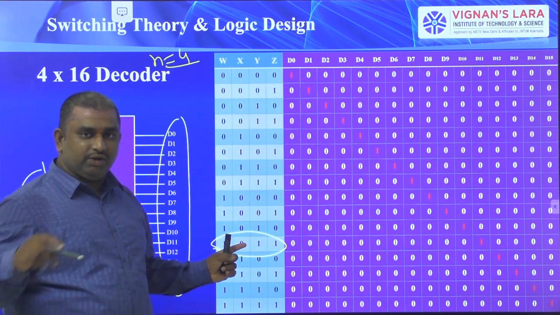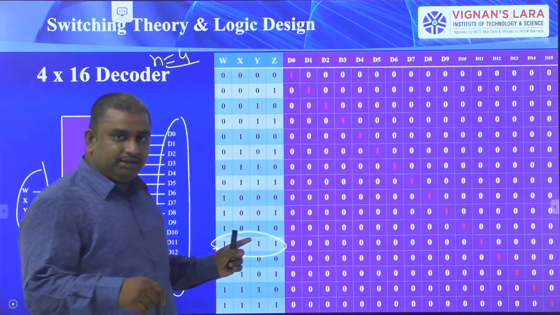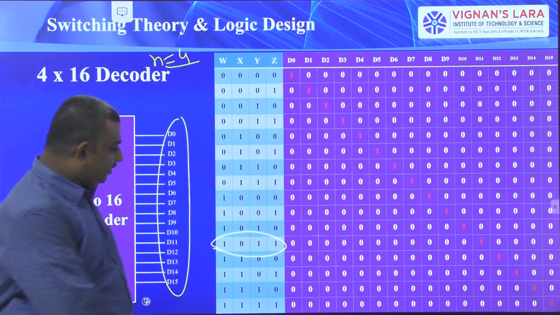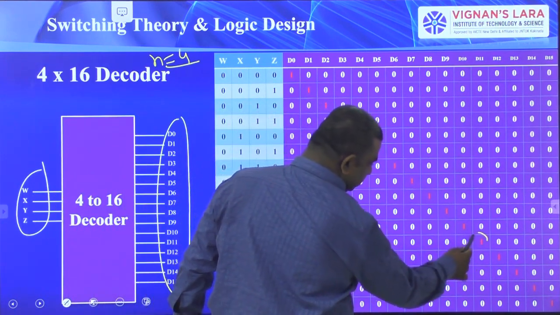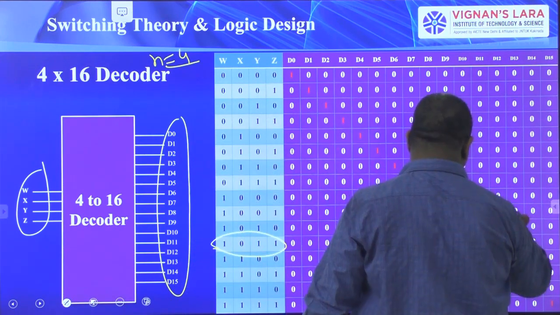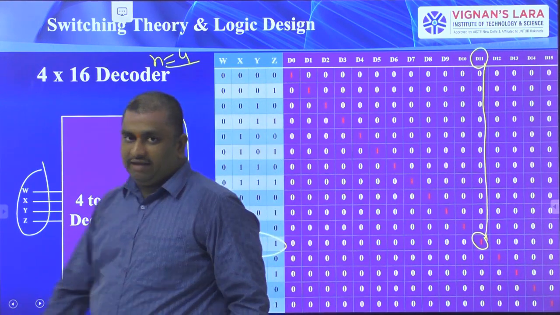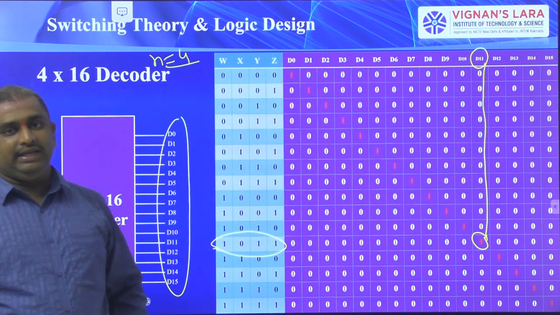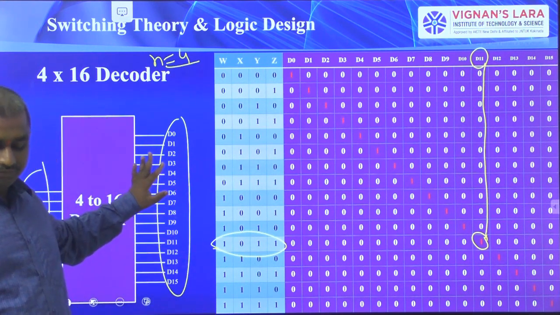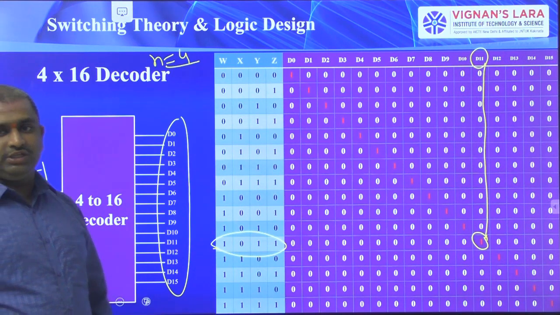Generally, in the last class we have seen the formula: Mi is equal to Di. So Mi value M11 is equal to D11. So see that its corresponding D11 is on or not. So this is the condition. Its equivalent value is D11. So M11 is equal to D11. So this is the 4 to 16 decoder.